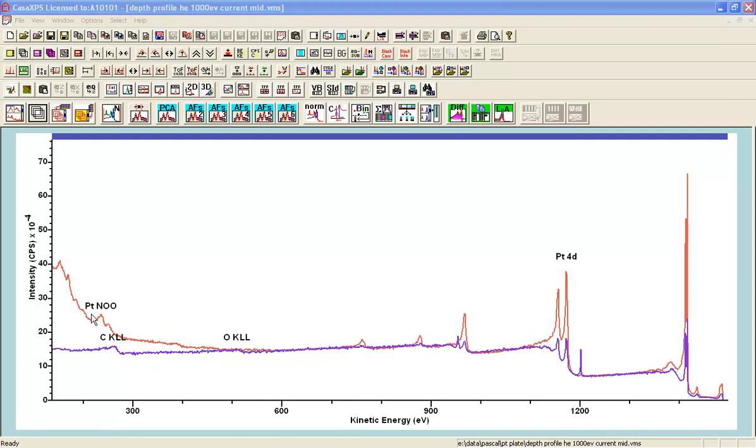So if we want to do quantification by XPS, it's in our interest to choose photoemission peaks that are close in kinetic energy. That will minimize the influence of the attenuation of signal by an overlayer.